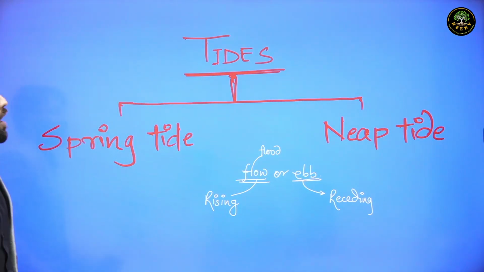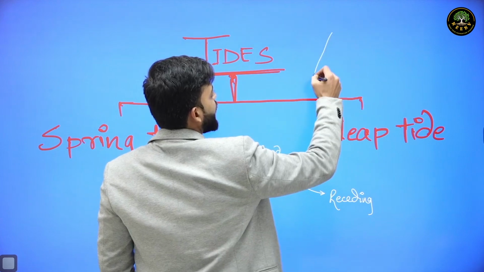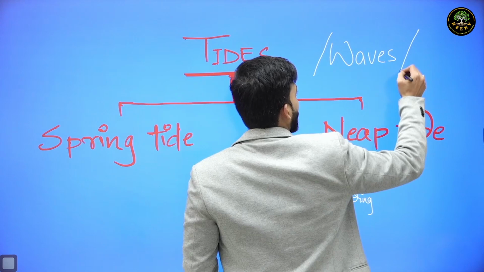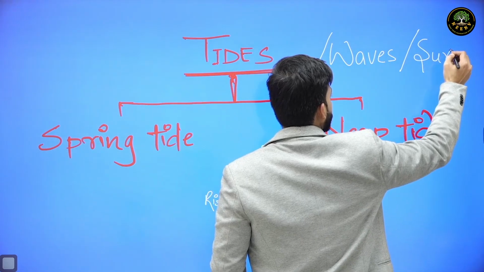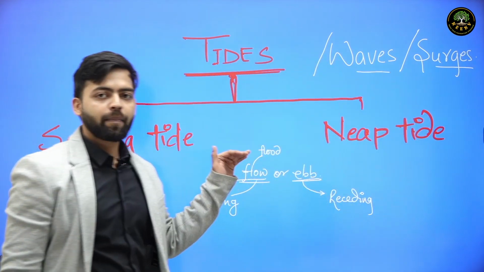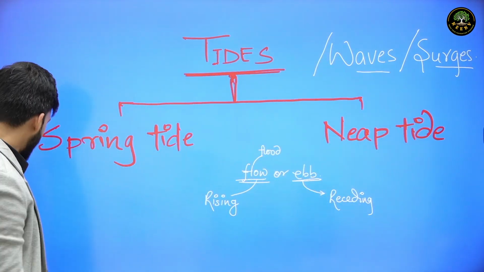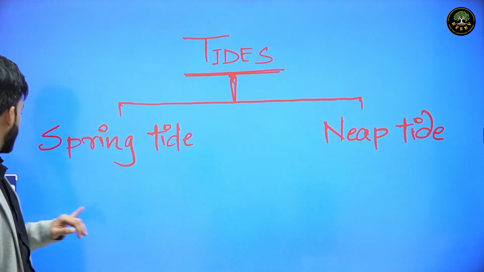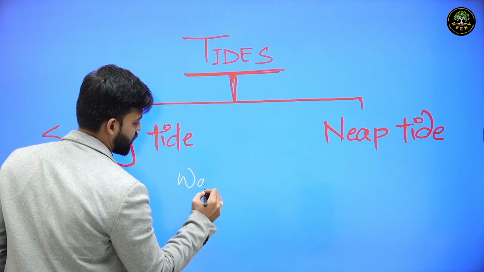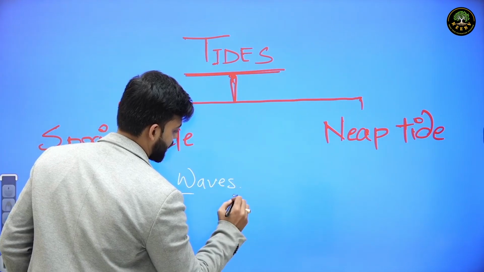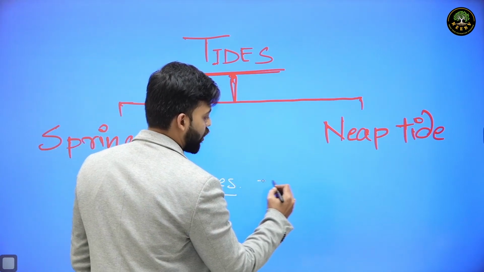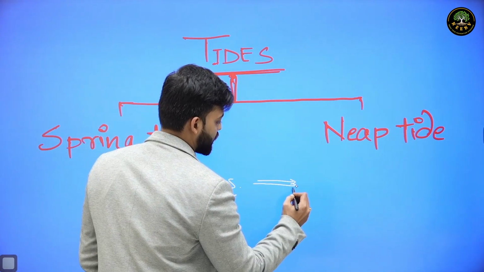Also, there is difference between tides, waves and surges, storm surges. Now tides are happening because of the gravitational pull, whereas waves are because of the transfer of energy. Waves are not basically the transfer of water. The water doesn't move, the energy gets transferred.